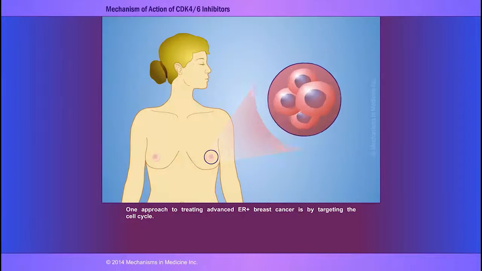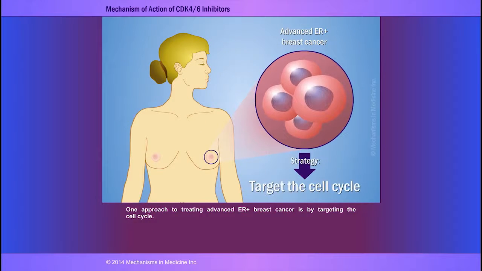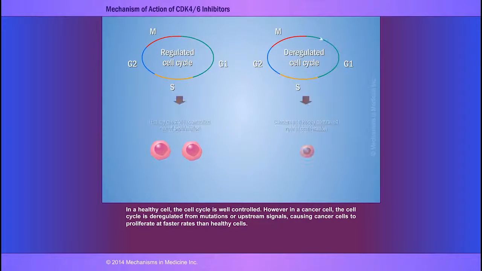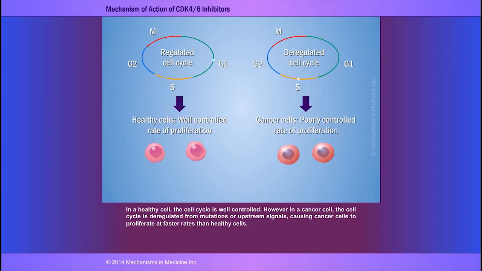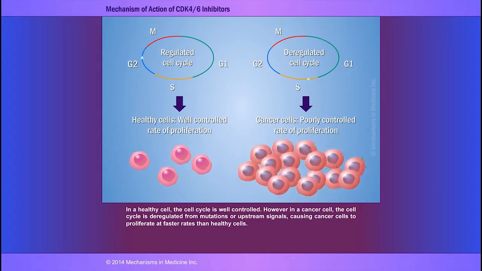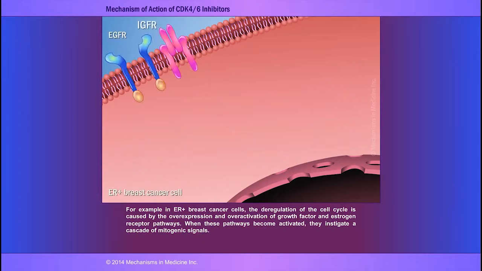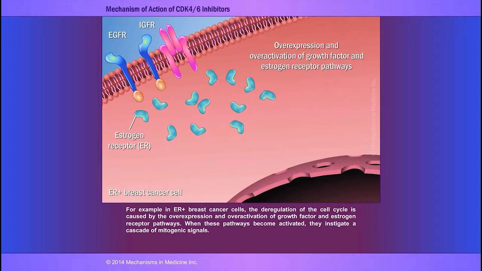One approach to treating advanced estrogen receptor positive breast cancer is by targeting the cell cycle. In a healthy cell, the cell cycle is well controlled. However, in a cancer cell, the cell cycle is deregulated from mutations or upstream signals, causing cancer cells to proliferate at faster rates than healthy cells. For example, in estrogen receptor positive breast cancer cells, the deregulation of the cell cycle is caused by the overexpression and overactivation of growth factor and estrogen receptor pathways.